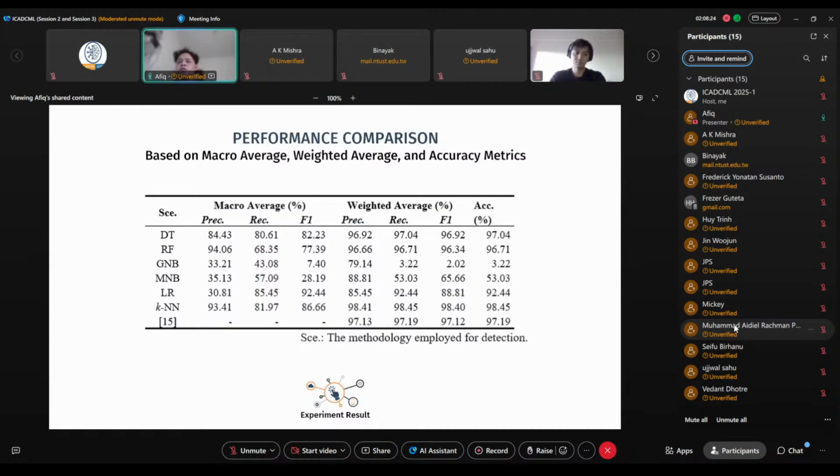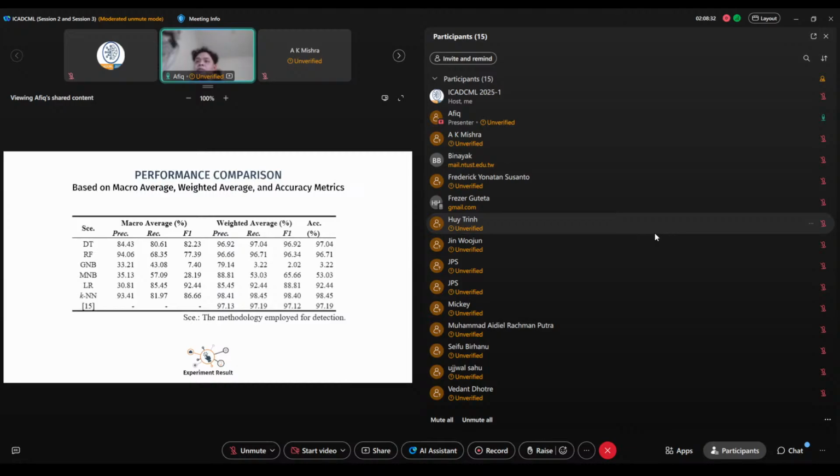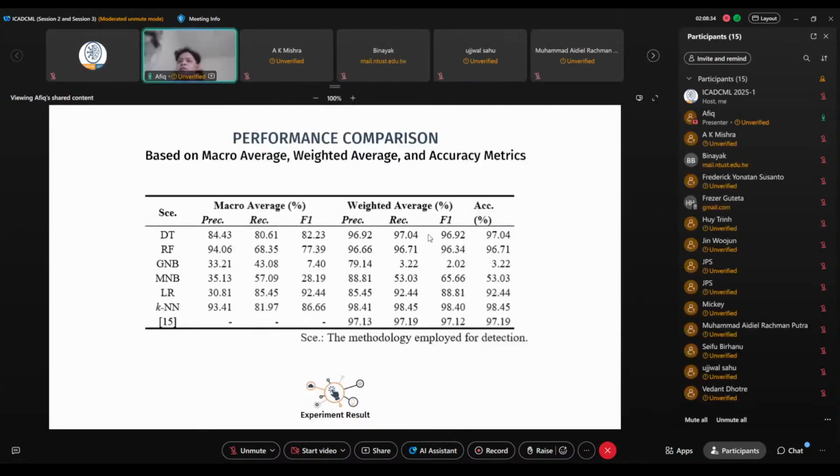The next table focuses on the overall performance metrics, that is, macro average, weighted average, and the accuracy. So the k-nearest neighbor algorithm once again leads with the highest weighted average and an accuracy of 98.45%. This reflects its ability to handle multi-class detection effectively, even with imbalanced datasets.